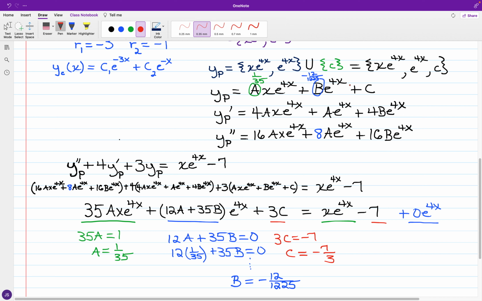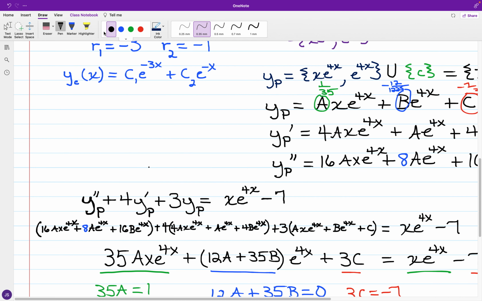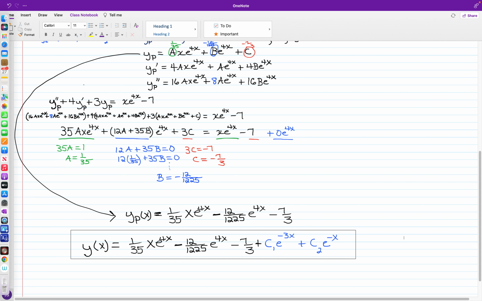And again we have with C that will be -7/3. So you have y of x equal to the resulting terms we have for the particular as well as the complementary solution. And quite a long one in this case.